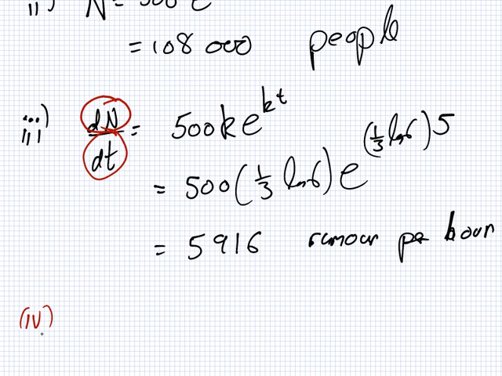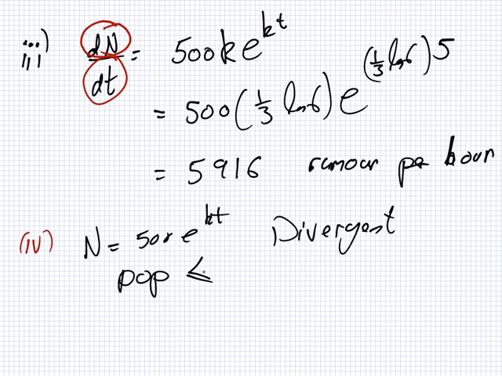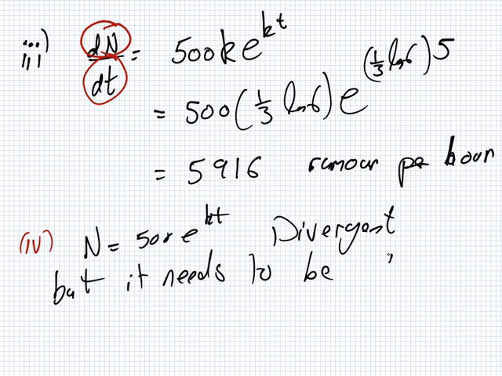Why is this not a suitable formula in the long term? I just wrote down, rumors diminish over time. Correct. However, N equals A times E^(KT) is always positive and diverges. The biggest problem here is that this formula is divergent. However, in real life, a population is less than some kind of limit. So, for example, for the entire planet, it's whatever, 9 billion. So, I would get a mark for my answer. Yep. So, it's divergent, but it needs to be convergent, actually, not divergent.